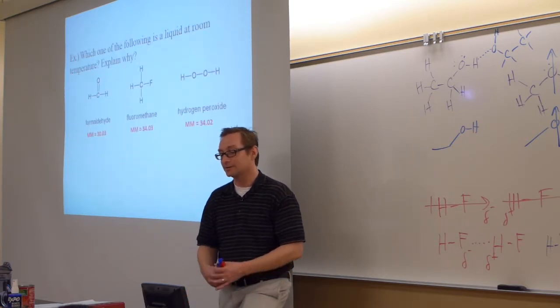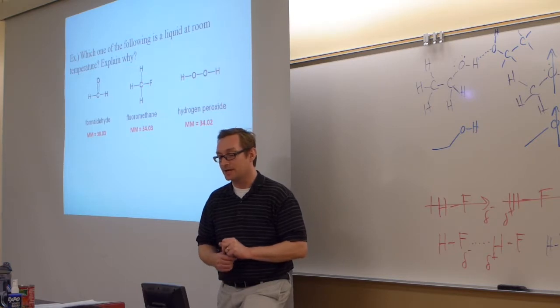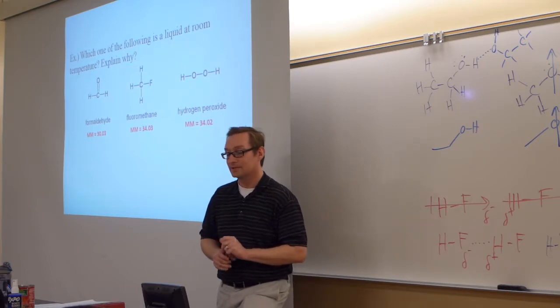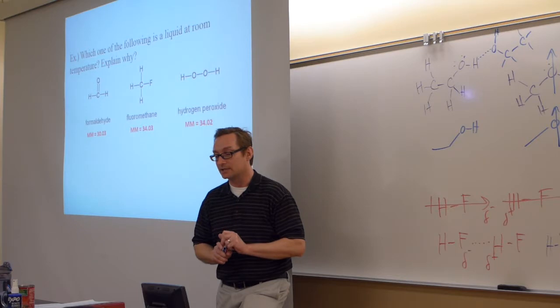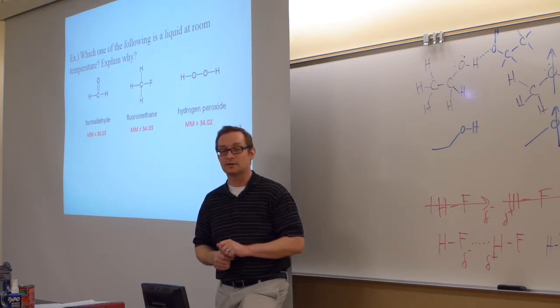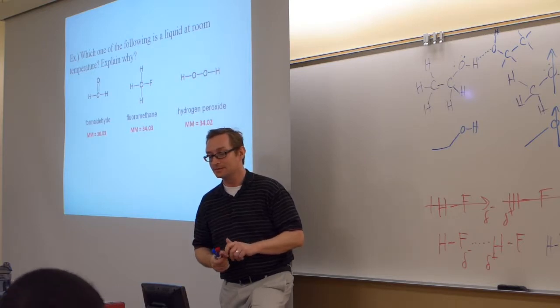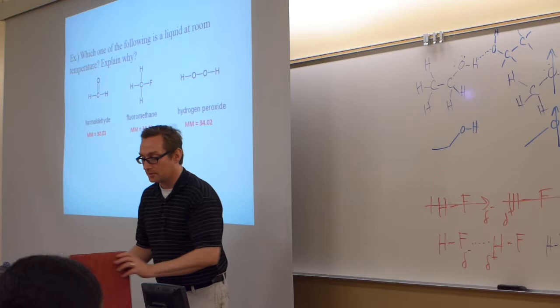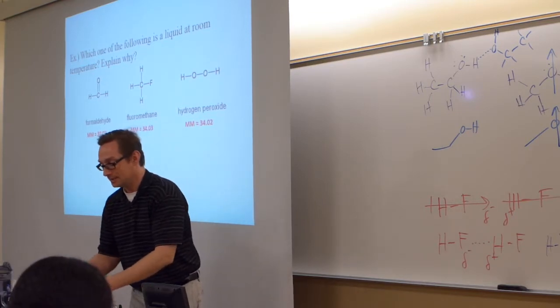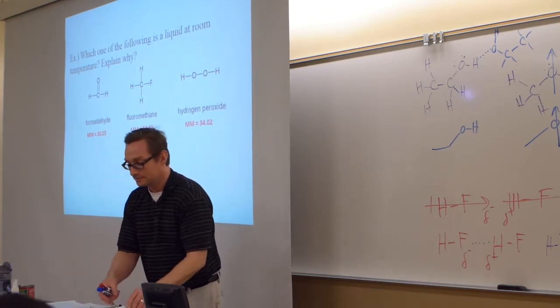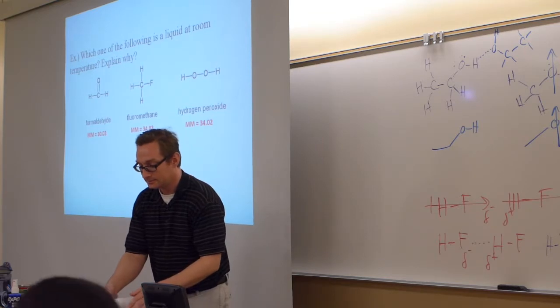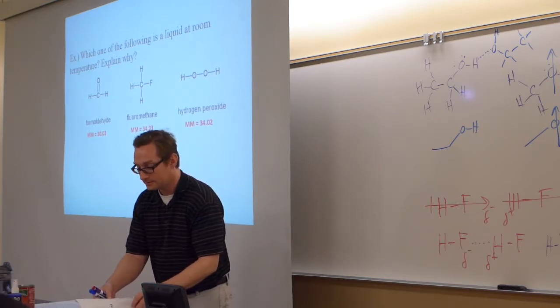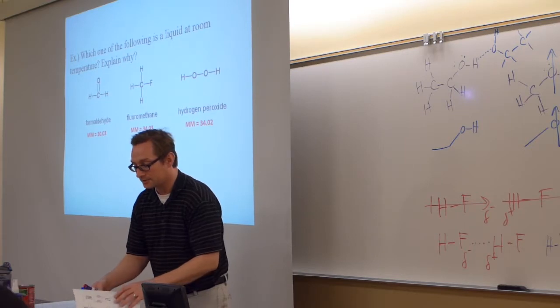So here's one more. You've got formaldehyde, fluoromethane, hydrogen peroxide. Which one of the following is a liquid at room temperature and why? That insinuates the others are probably gases. So what would we first have to do? Right, you have to draw the Lewis structure.